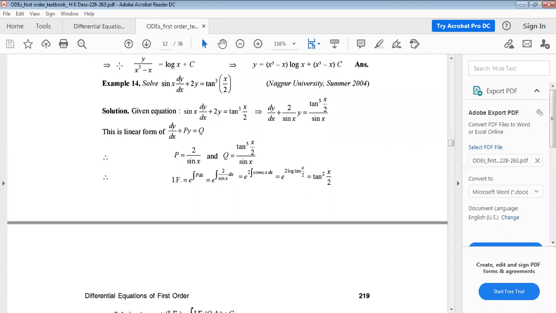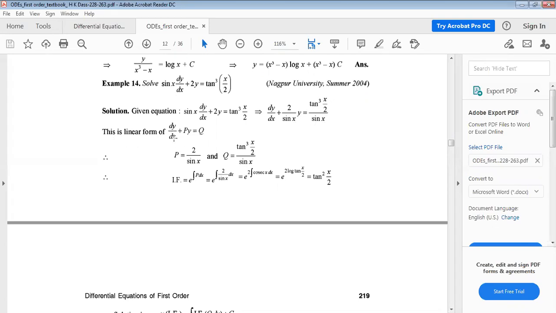Now next example, another example: sin x dy/dx plus twice y equals tan cube x by 2. This is actually another linear differential equation of first order. First order, why? Only single derivatives. This equation can be written as dy/dx, just dividing by sin x on both sides, we get 2 by sin x times y, and tan cube x by 2 over sin x.